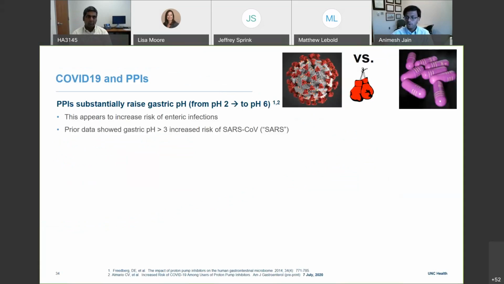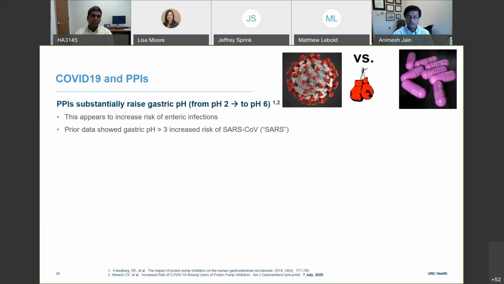So what we know, going back to the original SARS virus, is that PPIs are very effective at raising gastric pH. On average, use of a full dose PPI will raise your gastric pH from a pH of 1 or 2 to about a pH of 6, which is close to neutral. And remembering that pH is a log scale, that equates to something like a 10,000-fold decrease in the amount of acidity in the stomach on PPI.